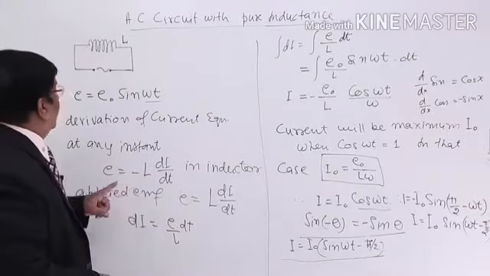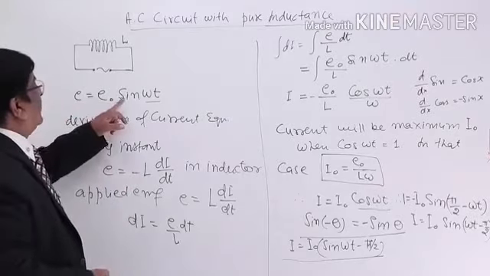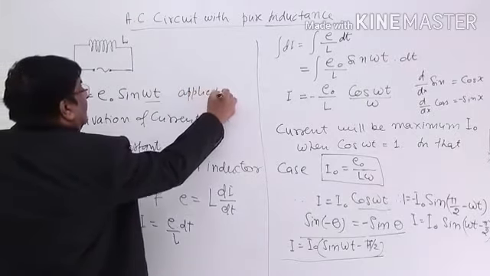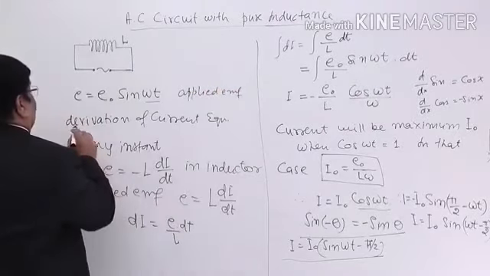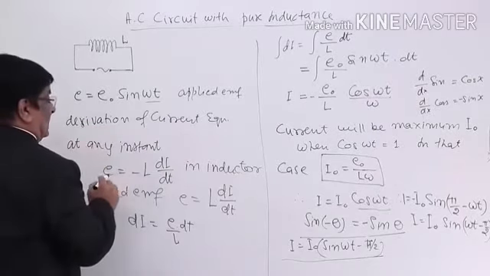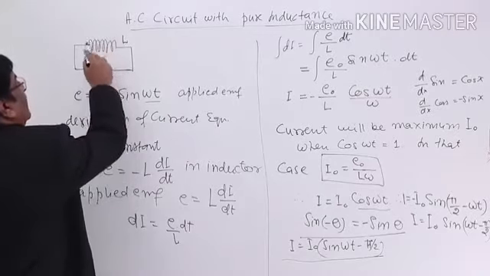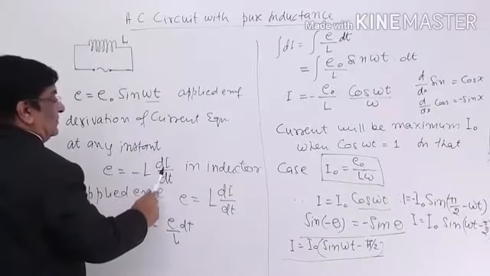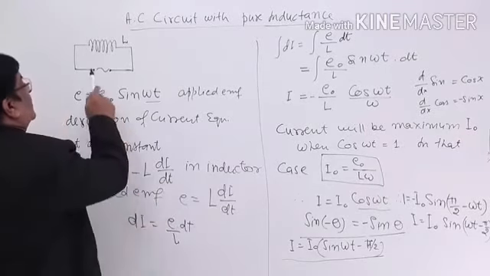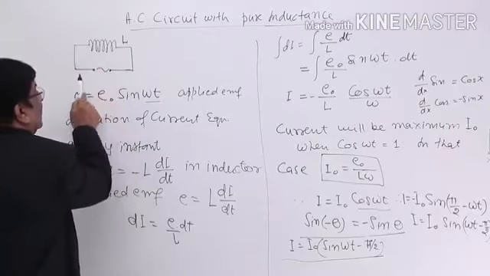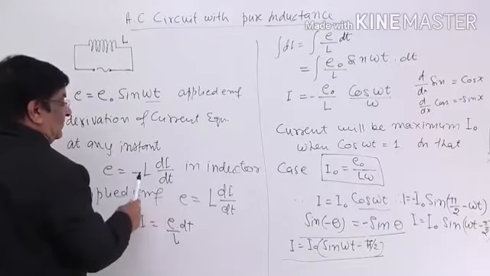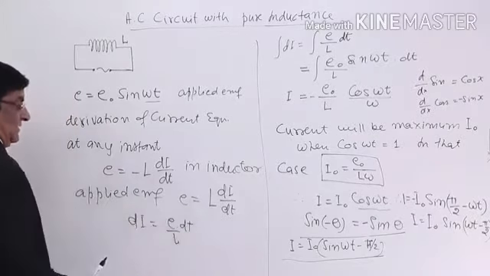I will repeat it once for you. E is equal to E naught sin omega t is the applied EMF. Then we do the derivation for the current. At any instant, with reference to current, E is equal to minus L di by dt. Now this and the applied EMF are opposite to each other. Therefore the applied EMF will be opposite in direction to L di by dt.